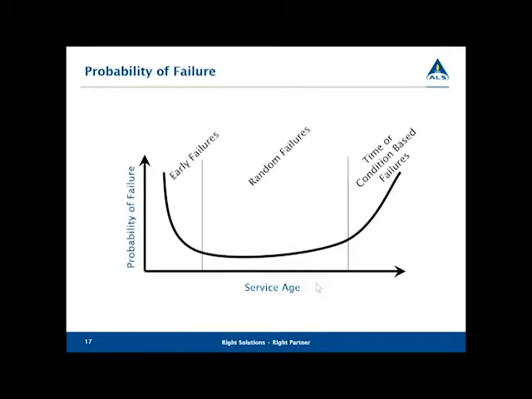Now, there's a graph on the probability of failure. If you notice on the y-axis, the probability of failure, the higher it goes, the more probability. And the x-axis, the time, that's the service age. Now, this is our bathtub curve.